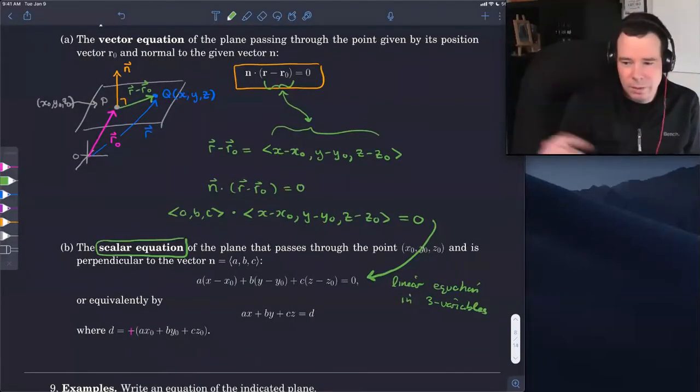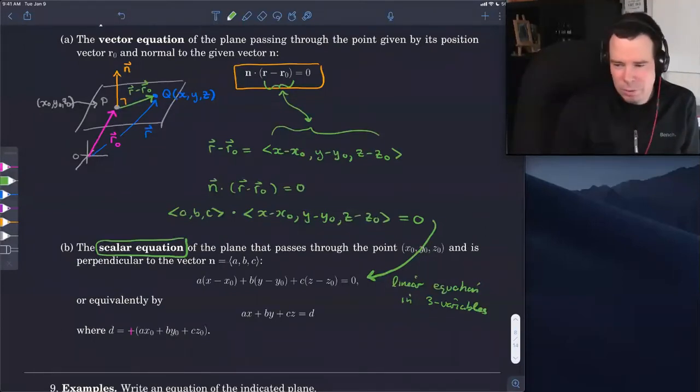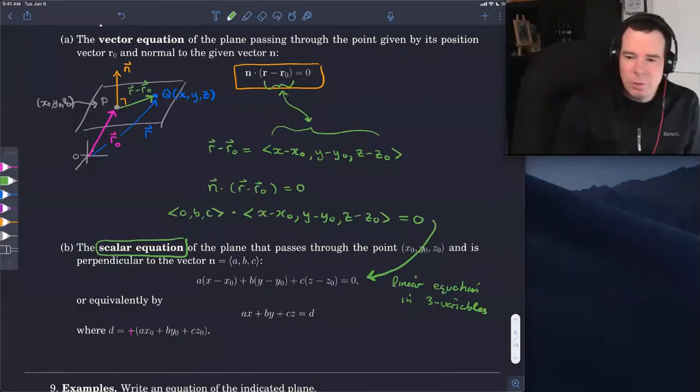What we can do is we can then do the multiplication. So A can multiply through the X minus X naught, B can multiply through Y minus Y naught, and so on. The X, Y, Z is the variable. That's this arbitrary point on the plane we're trying to capture. X naught, Y naught, Z naught are constants. That's the point we know on the plane.